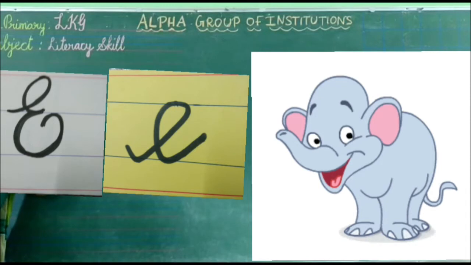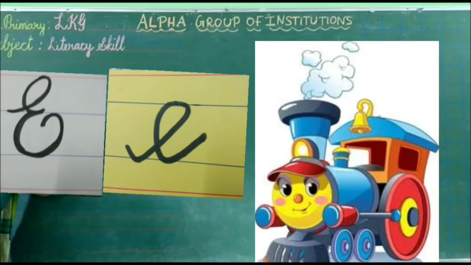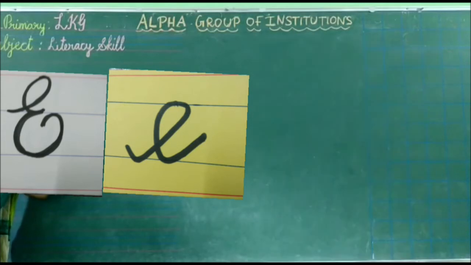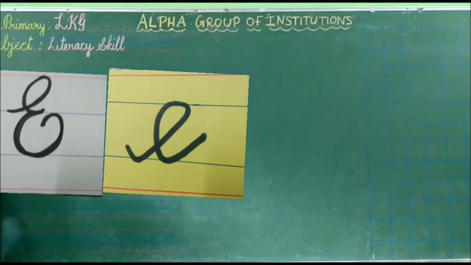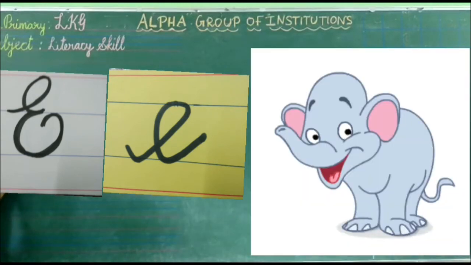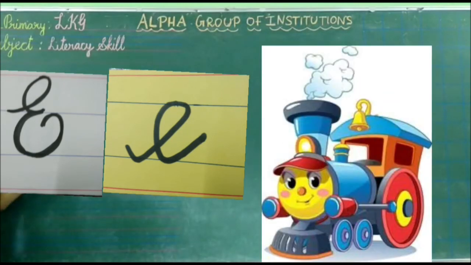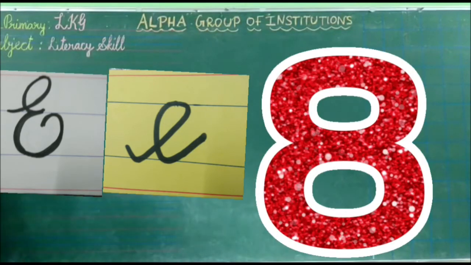Very good. Next we have engine. What is this? Engine. Next we have egg. What is it? Egg. Very good. Here, what letter is this? E. E sounds A. Elephant. Engine. Egg. Next, we'll go for the next letter.